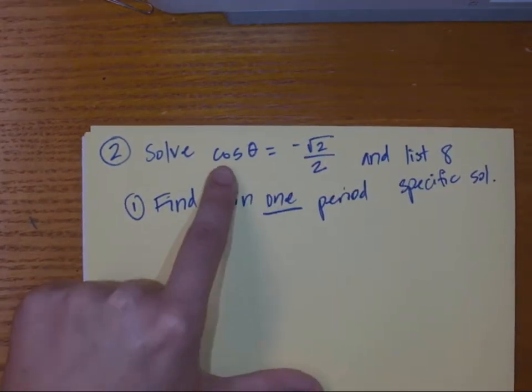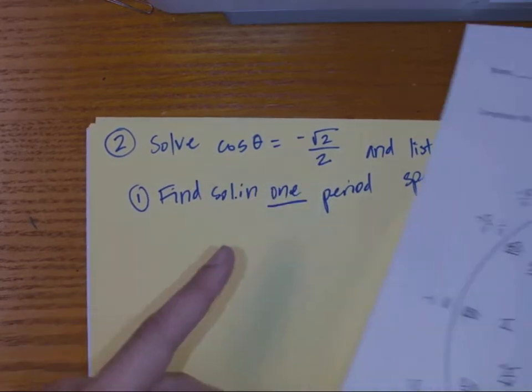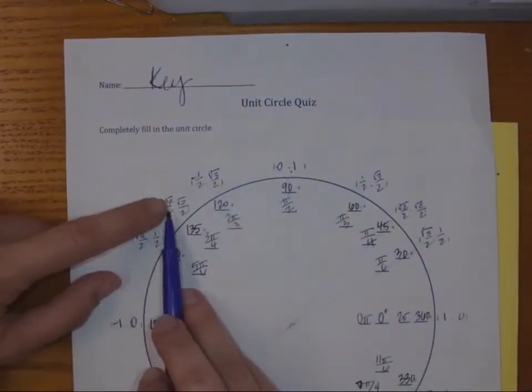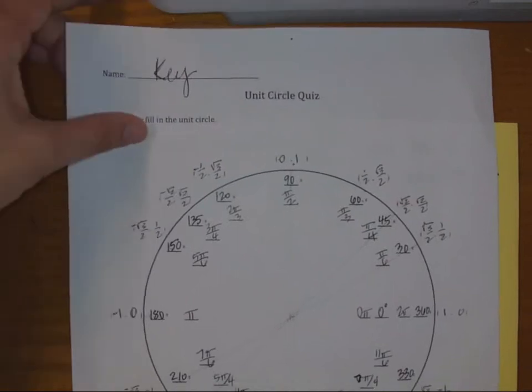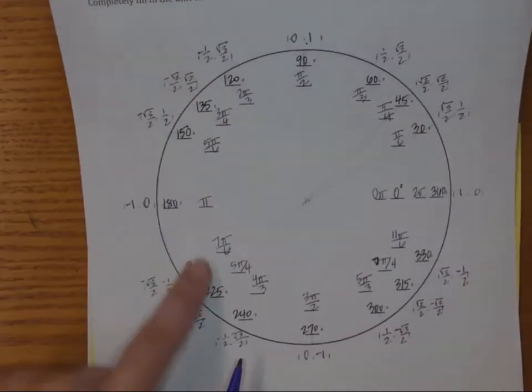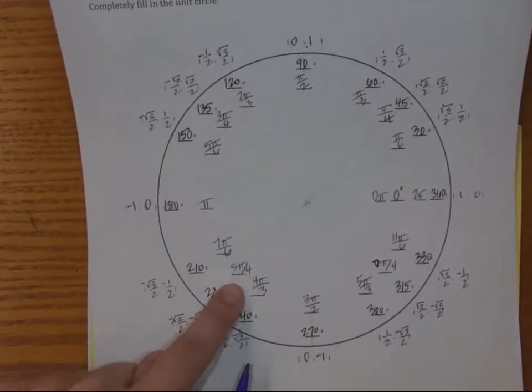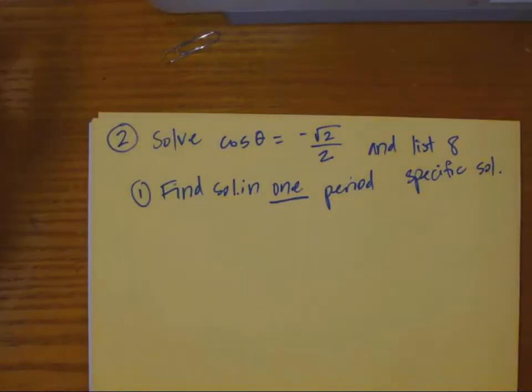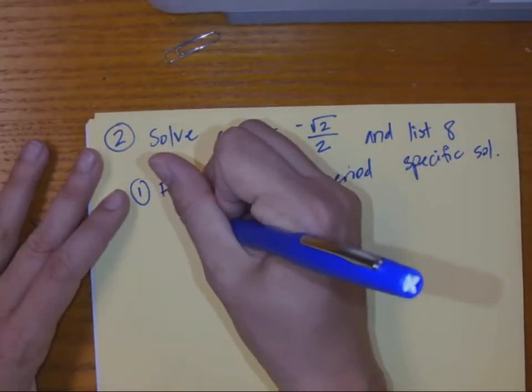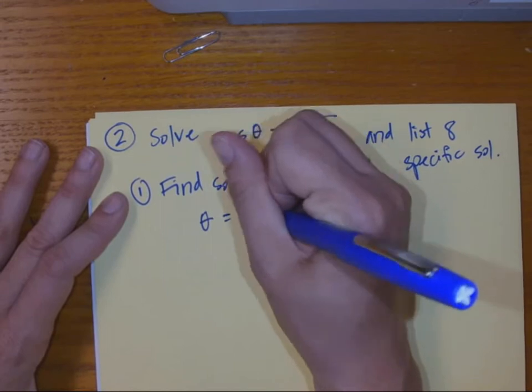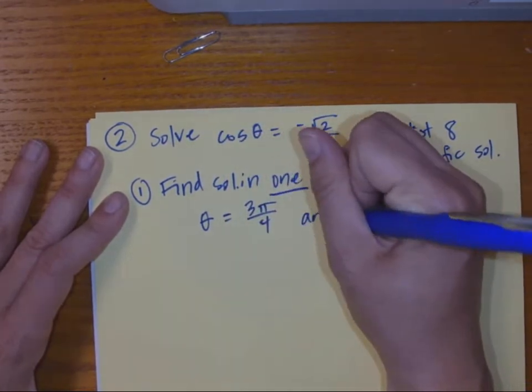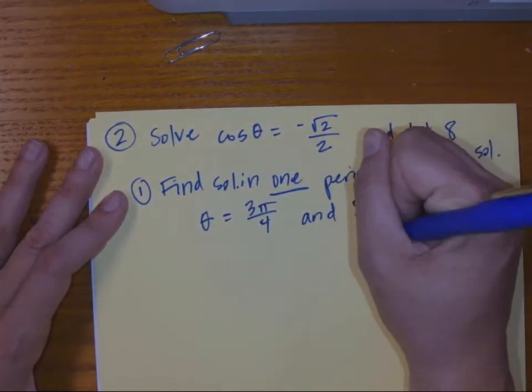So think about your unit circle. Cosine is an x value. Where is an x value negative square root of 2 over 2? Well, right here and down here. So at 3 pi over 4 and at 5 pi over 4. So theta is 3 pi over 4 and 5 pi over 4.